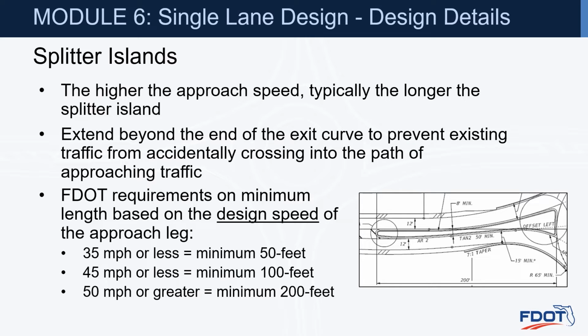FDOT requirements on minimum length based on the design speed of the approach leg are: for 35 miles an hour or less, we're going to look at a minimum of 50 feet; 45 miles per hour or less, minimum of 100 feet; and for higher speed approaches, as we discussed previously, which is 50 miles per hour or greater, we're going to look at a minimum of 200 feet.